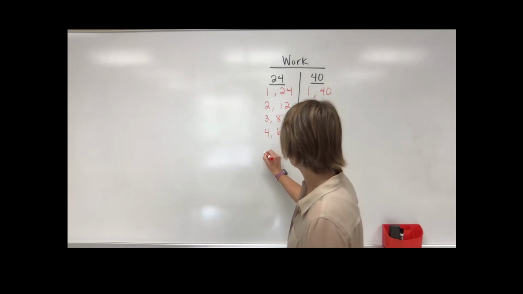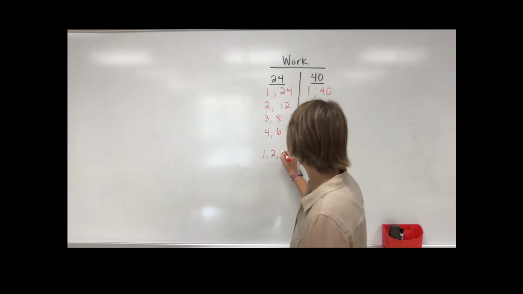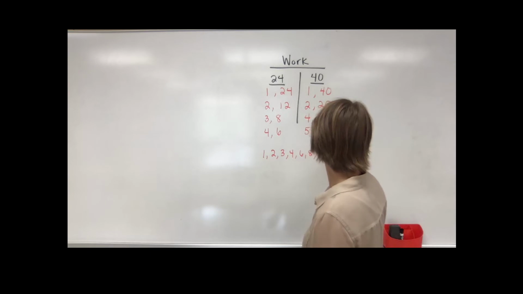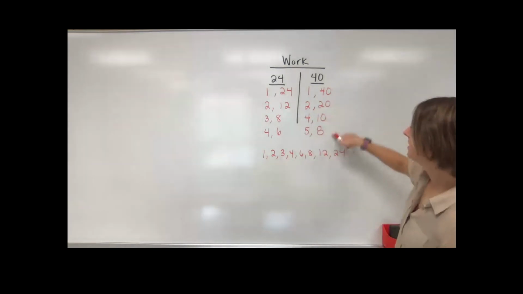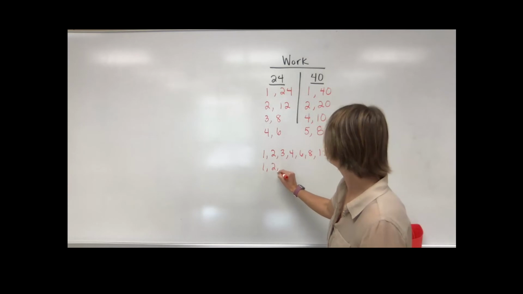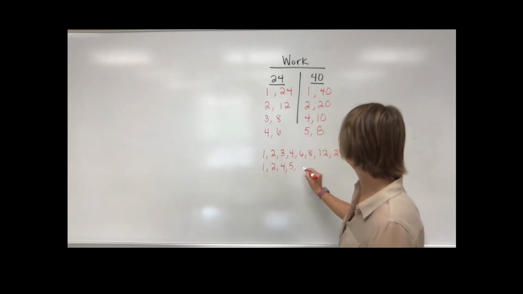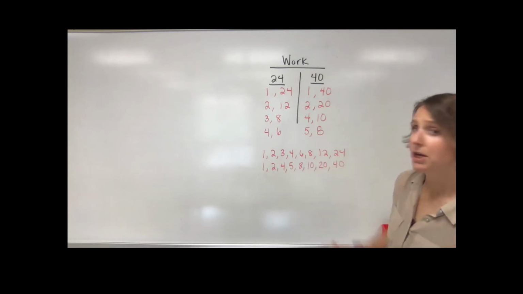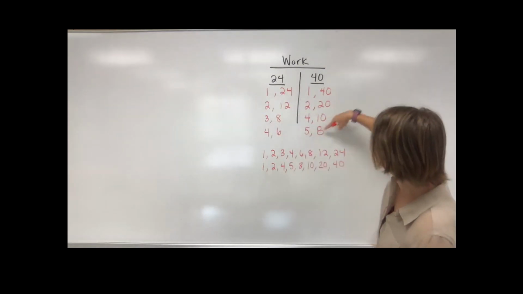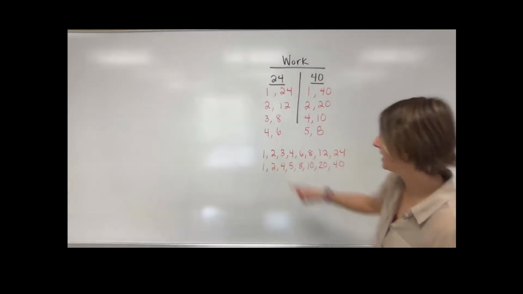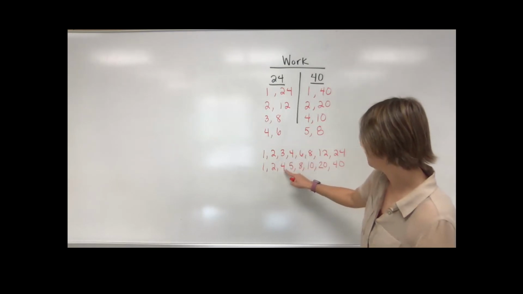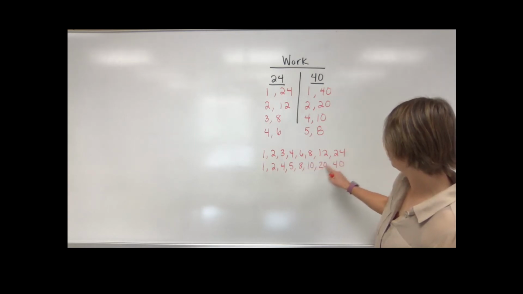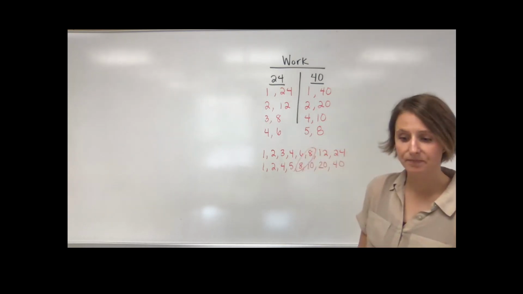So for 24, I have 1, 2, 3, 4, 6, 8, 12, 24. These are all the factors of 24. The factors of 40, I could list it 1, 2, 4, 5, 8, 10, 20, 40. You don't have to list it out like this. If you can go through and determine which is the largest factor that they share, that's just fine. They share a 1, they share a 2, they share a 4, they share an 8. It looks like the greatest common factor would be 8.